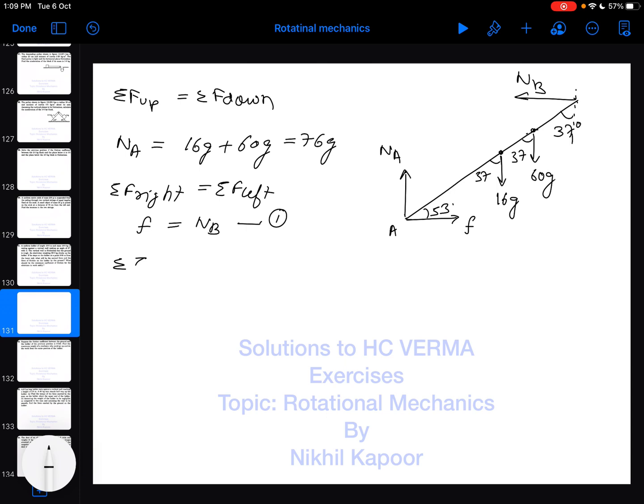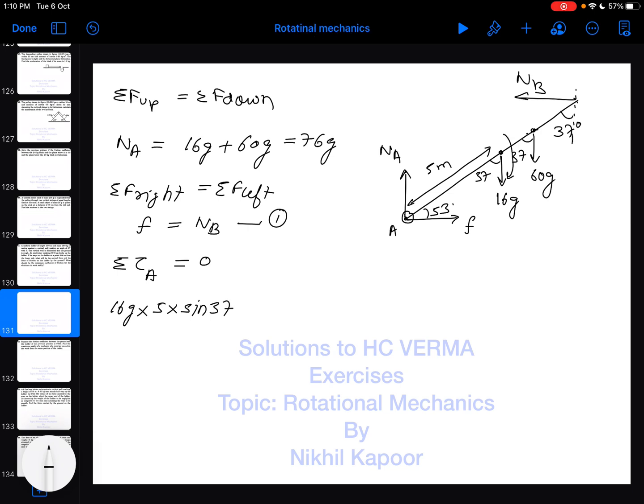Now let's take the sum of all torque about any point is 0. So I will take point A because two unknowns, NA and F, will not be considered in the equation. And as the weight of the ladder acts at the center, total ladder is of 10 meters, so this distance would be 5 meter, and torque is F r sin theta. So here F is 16g into r is 5, while the angle between them is 37 degree.